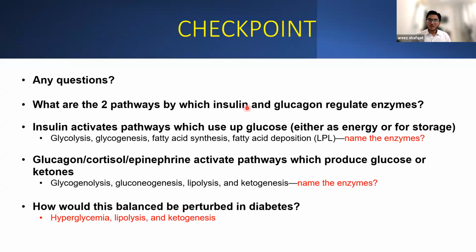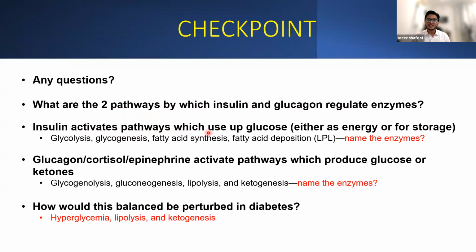Just to recap, what are the two pathways by which insulin and glucagon regulate enzymes? They can either regulate enzymes at the gene level. This is a slow response. They can regulate enzymes by phosphorylation, dephosphorylation. This is an immediate response. Insulin activates enzymes by dephosphorylation, glucagon by phosphorylation.